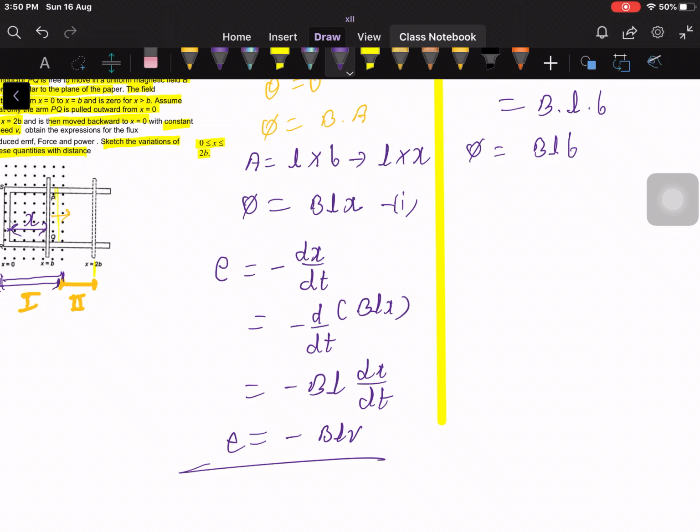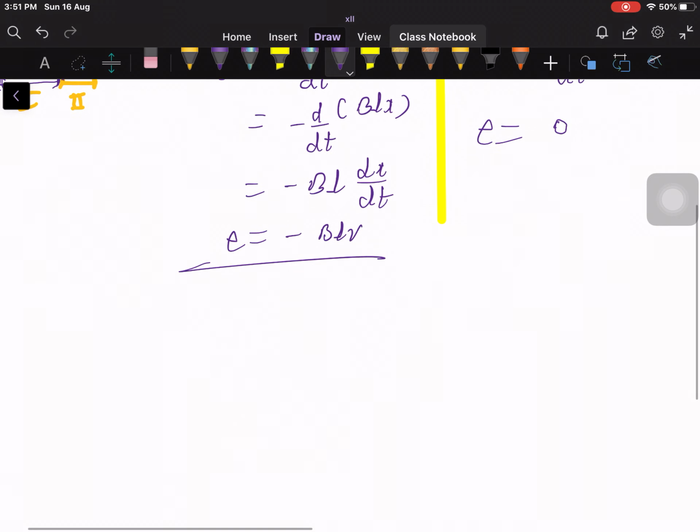What about here? Again, minus d/dt of BLb. If you see here, each and everything is constant: B, the magnetic field, and also in this region there is no magnetic field, so no flux. Like that we can say no flux change, no induced EMF will be produced. Or in other words, the differentiation of these three is nothing but 0, because B is constant, L is constant, and small b is also constant. So induced EMF in this case we got 0.